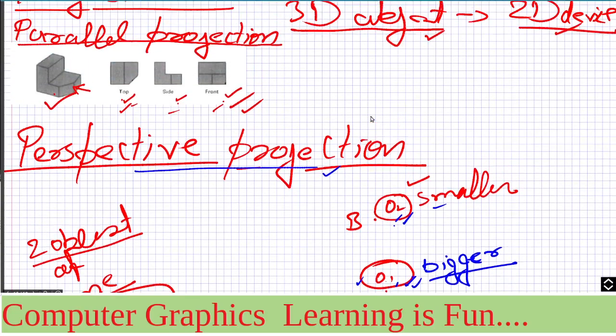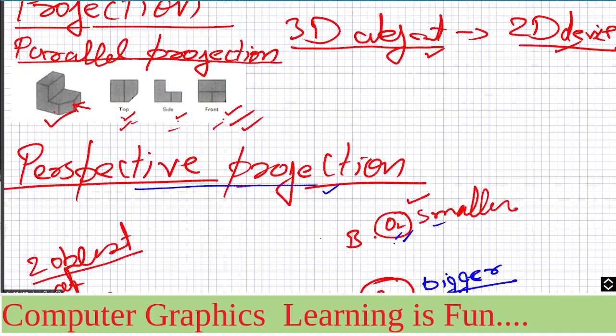However, in parallel projection, this understanding of depth was not possible. In parallel projection, you can see it from any one of the parallel axes, and you can get a view which may not be that realistic as it may be in perspective projection.